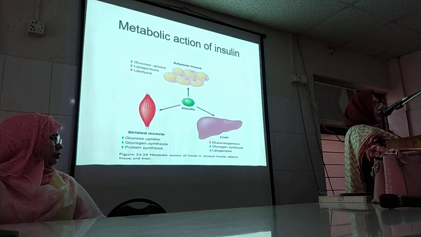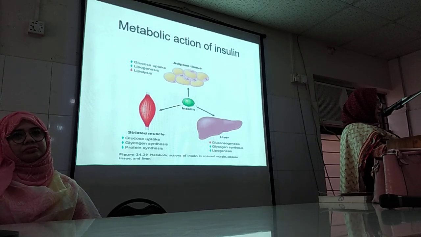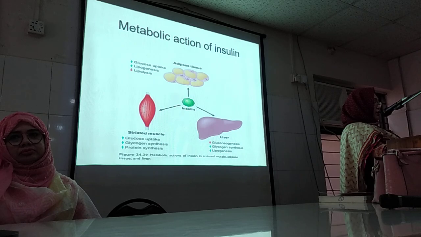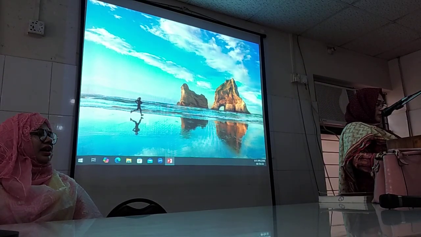Here, metabolic action of insulin. Insulin mainly targets three organs: liver, skeletal muscle and adipose tissue.